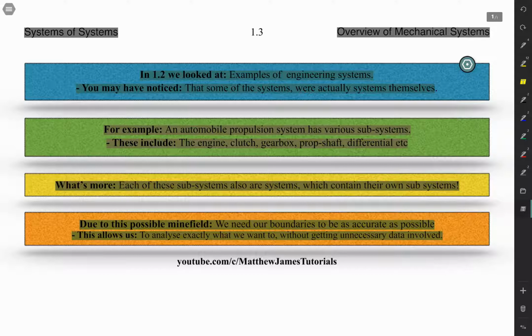So again, that's another quick overview of yet another little section within mechanical engineering systems.